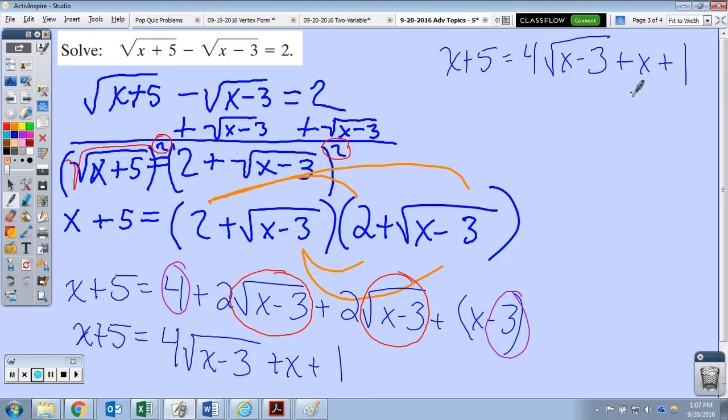To do that, we're going to subtract x and subtract 1 from each side. Doing this yields 4 equals 4 root x minus 3. It may be a review for some of you that actually did all the homework.